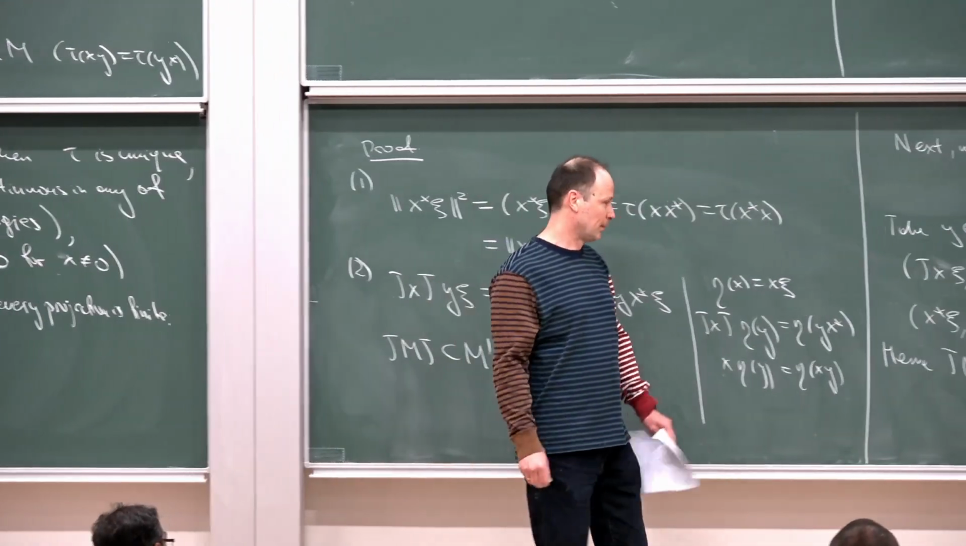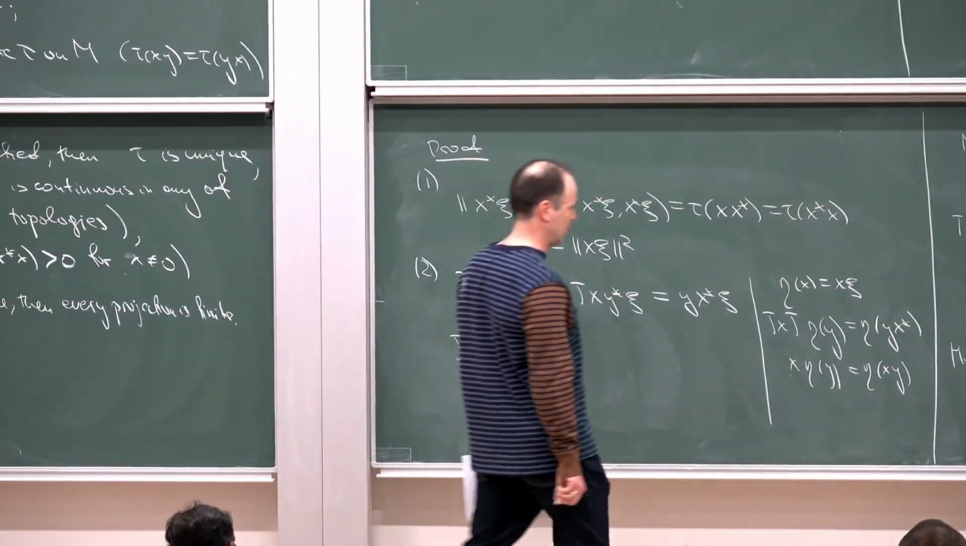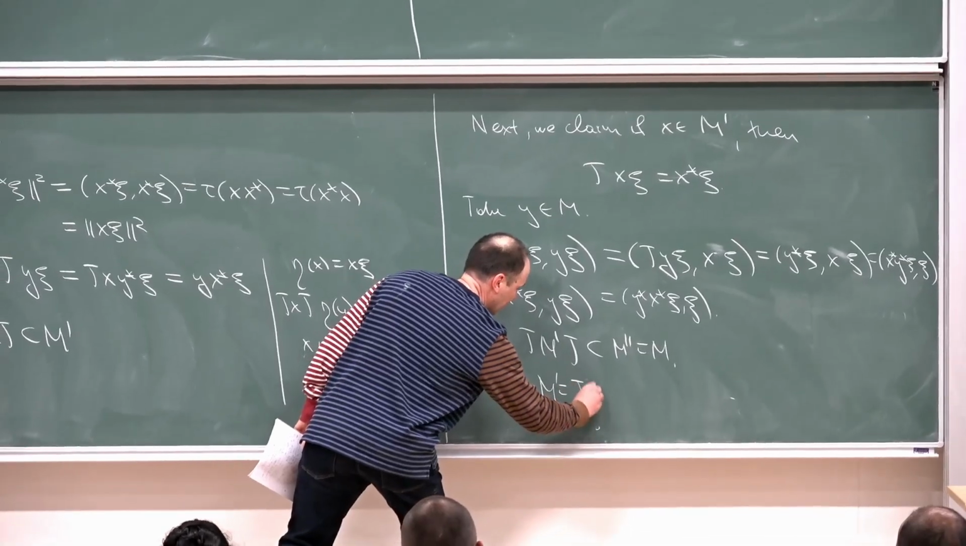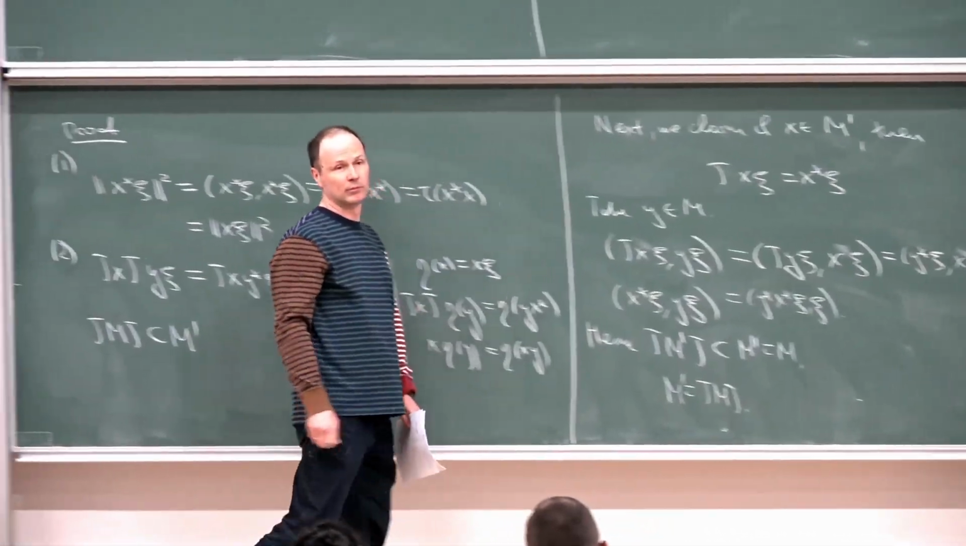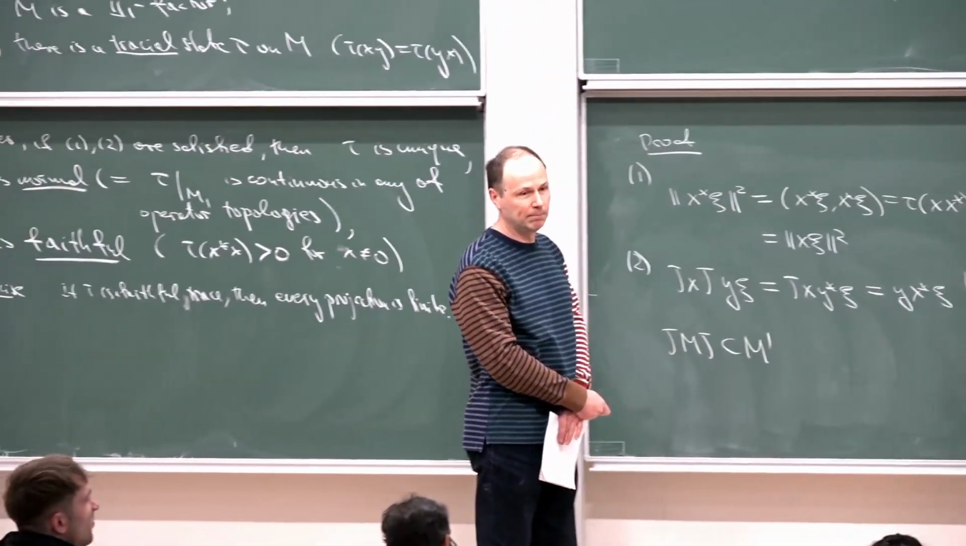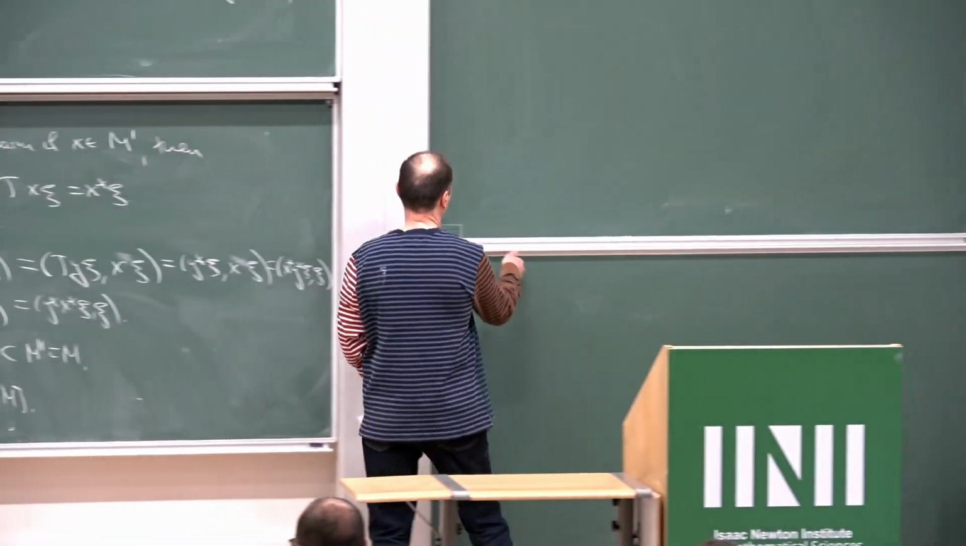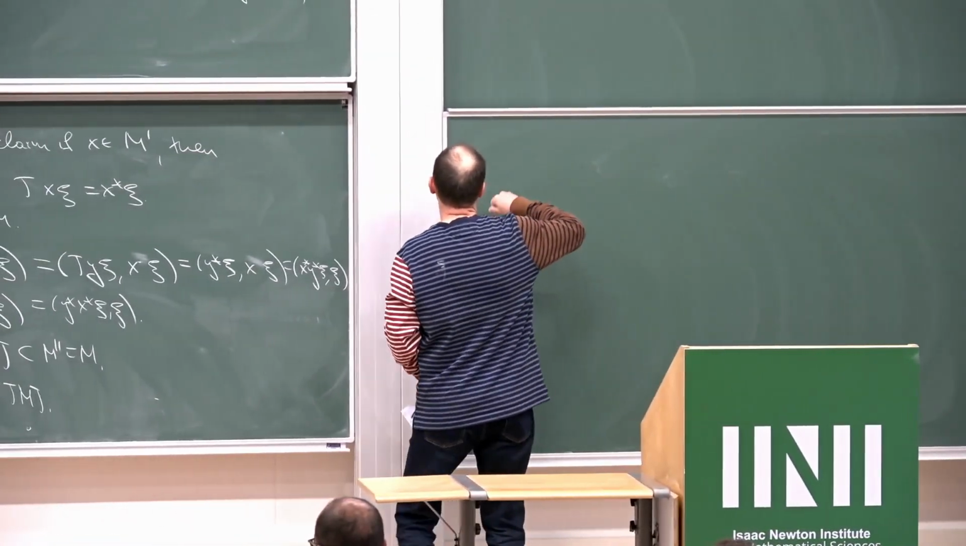Right. And this means that we got what we want, that M prime is exactly J M J. Okay? So this proves part 2. Let's do part 3.